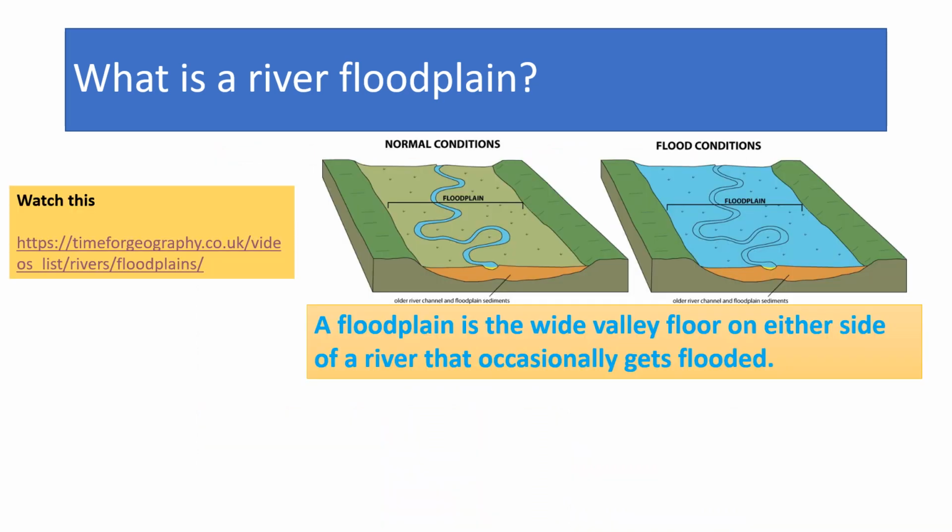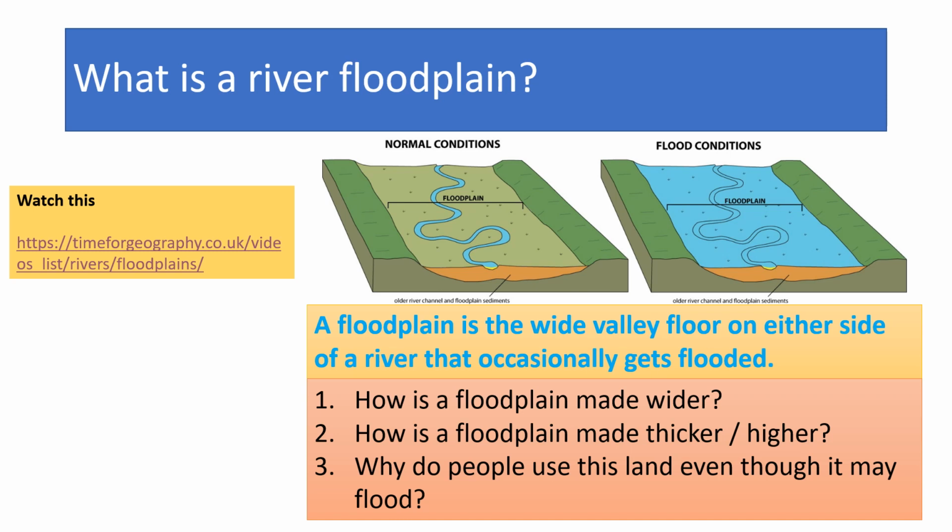So here is the last key task for you today. What I want you to do is put a little subheading, what is a river floodplain? Watch this Time for Geography clip here, it's really good for explaining floodplains. Jot down the definition. A floodplain is a wide valley floor on either side of the river that occasionally gets flooded. And then I want you to answer these questions. So write the question or write your answers in full sentences, and the answers are on the next slide.